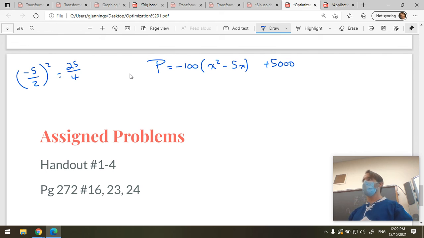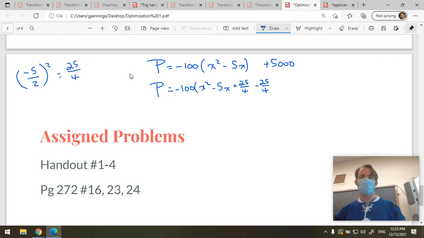So I multiply top times top. Negative 5 times negative 5 is positive 25. Bottom times bottom, 2 times 2 is 4. Fractions are lovely. P is equal to negative 100 times x squared minus 5x plus 25 over 4 minus 25 over 4 plus 5,000.